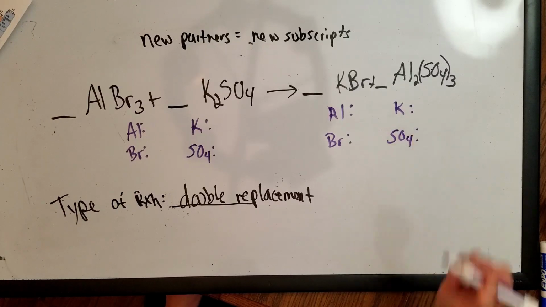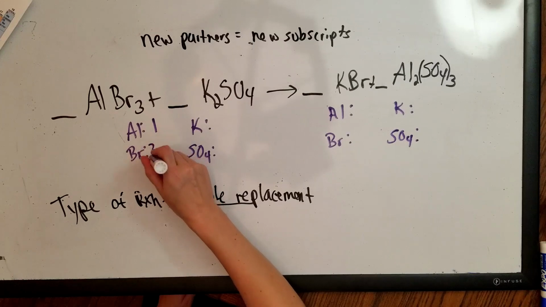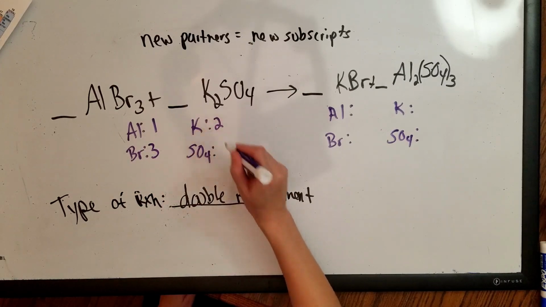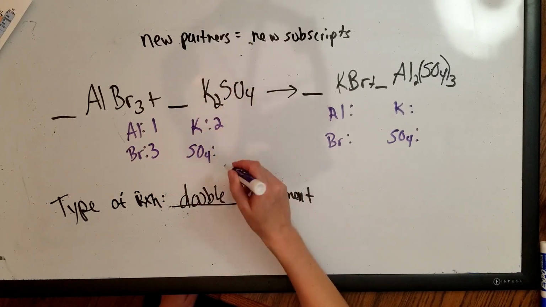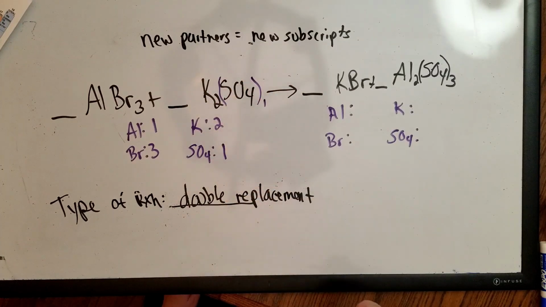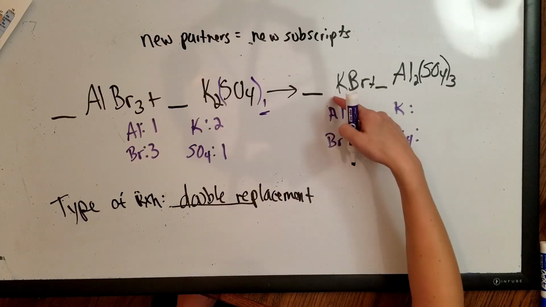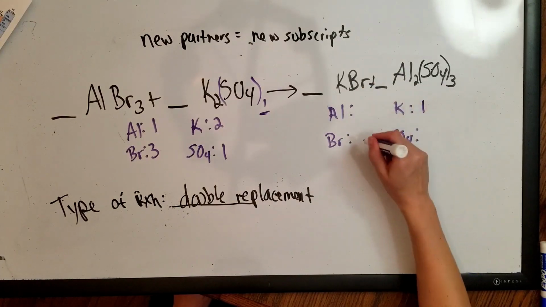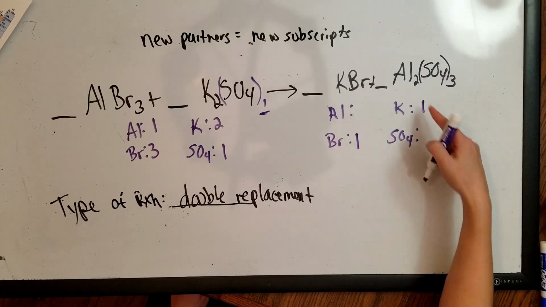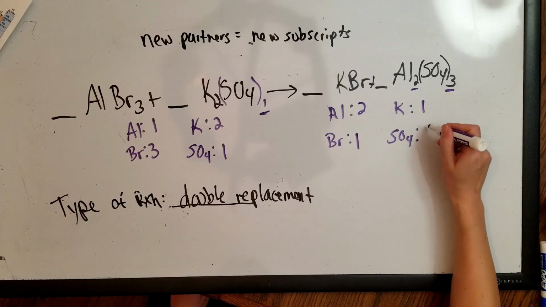when I compare. So aluminum, 1. Bromine, 3. Potassium, 2. Now the sulfates, there's just one of them. There's one SO4. So think of parentheses here and just a 1. So that's the number I'm looking at for how many. Potassiums, 1. Bromine, 1. Aluminum, 2. SO4s now is the number outside of the parentheses, 3.